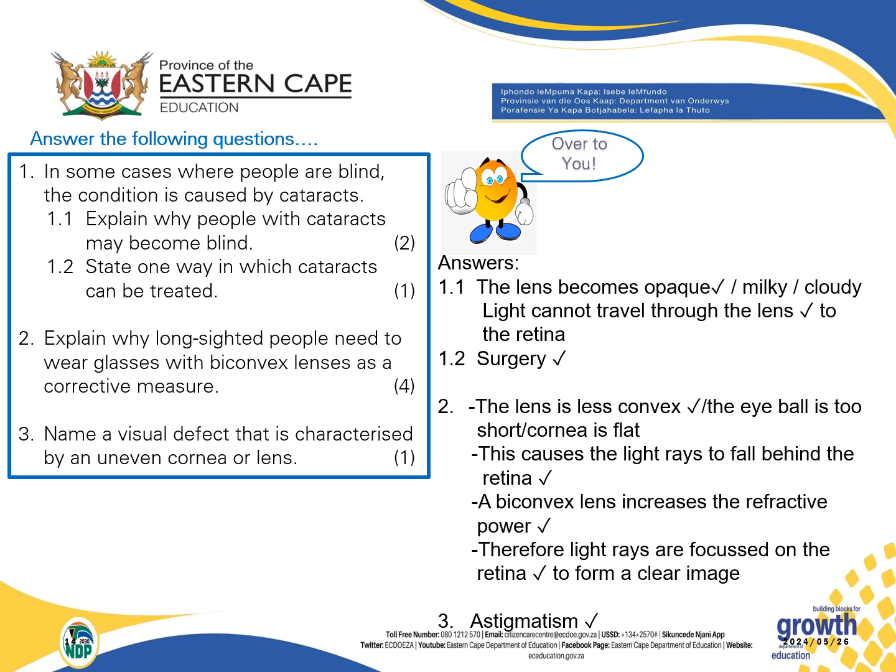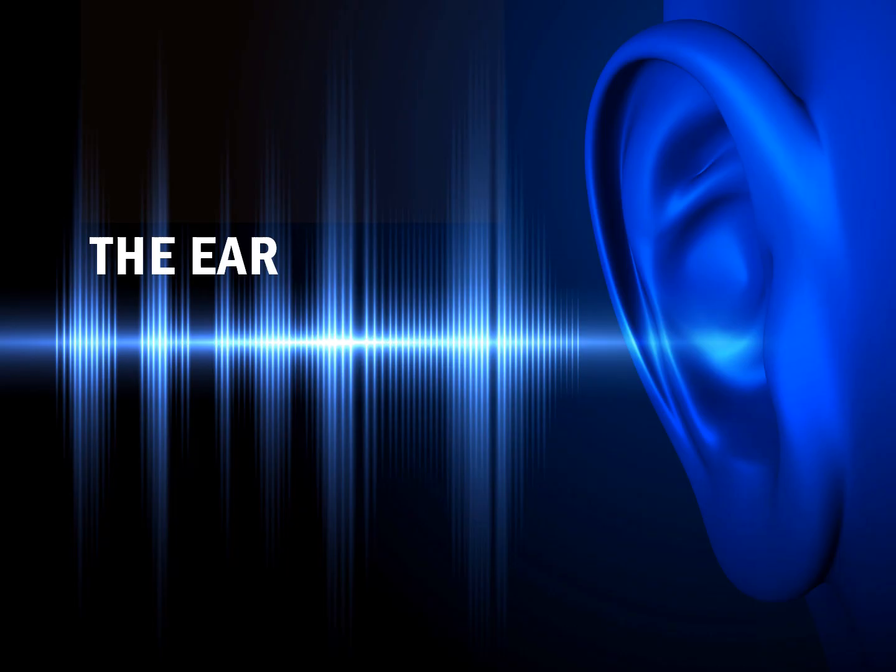I hope you've enjoyed the eye, and now we're going to carry on to the ear and look at how the ear is affected if structures are damaged. Let's have a look at the consequences of structures being damaged in the ear.